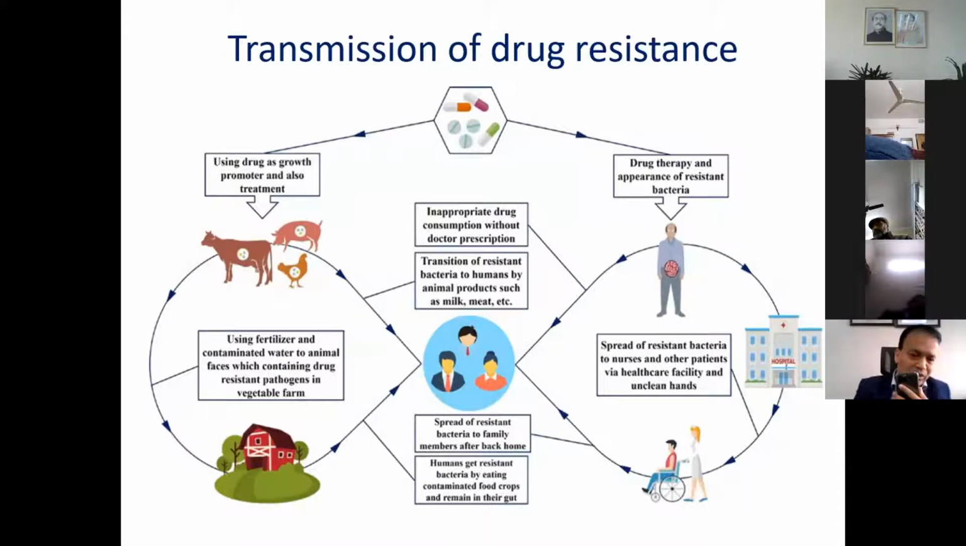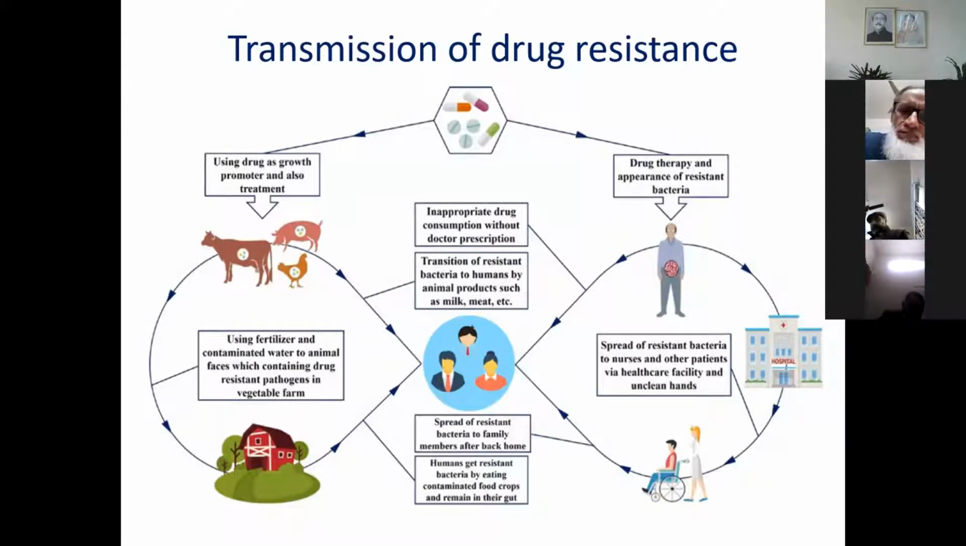Transmission of resistant bacteria to humans by animal products such as beans, meat, and poultry products. Spread of resistant bacteria to family members after going back home. Humans get resistant bacteria by eating contaminated food crops, and it remains in their gut.